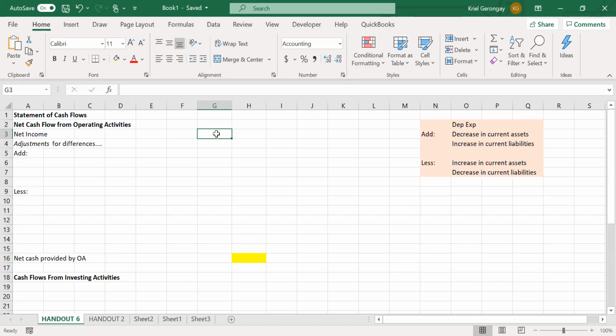My best advice when doing Handout 6 is to really get yourself familiar with the template, because memorizing the template would make the entire process easier, since the statement of cash flows is basically based on format. So Jenny, do you have any tips before we start?